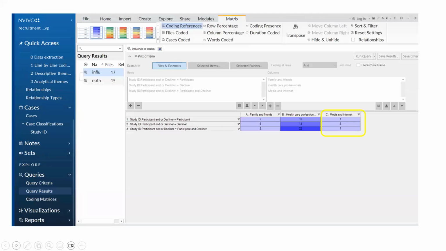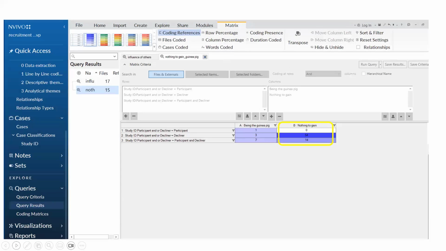So, for example, whether the primary study participants had agreed or declined to take part in the trial, I would use the matrix query tool to ask questions of the data. I must emphasize that this is not to quantify the data in any way, but can illuminate some interesting points. In this example, for instance, people who declined to take part referred more to being influenced by the media and the internet.